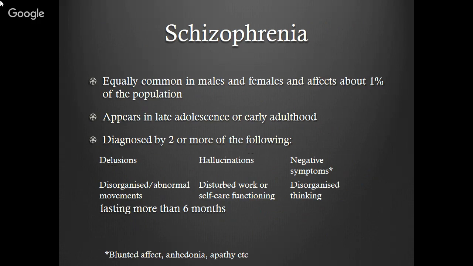Schizophrenia, more interesting. So you've got delusions and hallucinations, negative symptoms, and then the rest of them are kind of similar things, so disturbed function, needs to last 1 to 6 months. These tend to come on a bit later than things like ADHD, so it comes on late, I think most commonly from like 15 to 30 years of age, and then it's equally common in both genders.